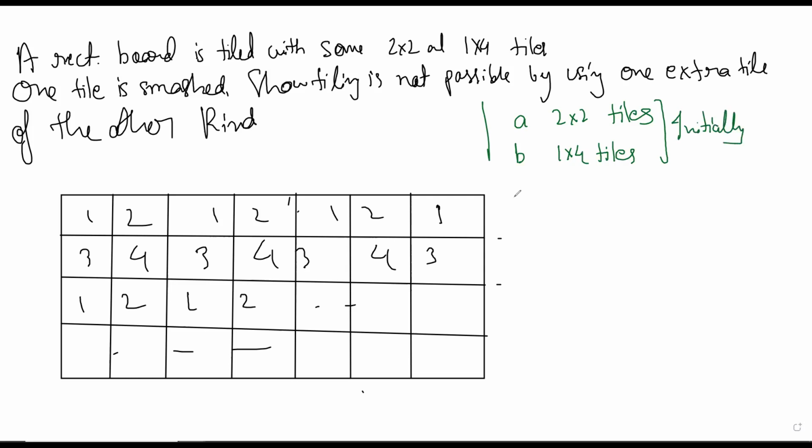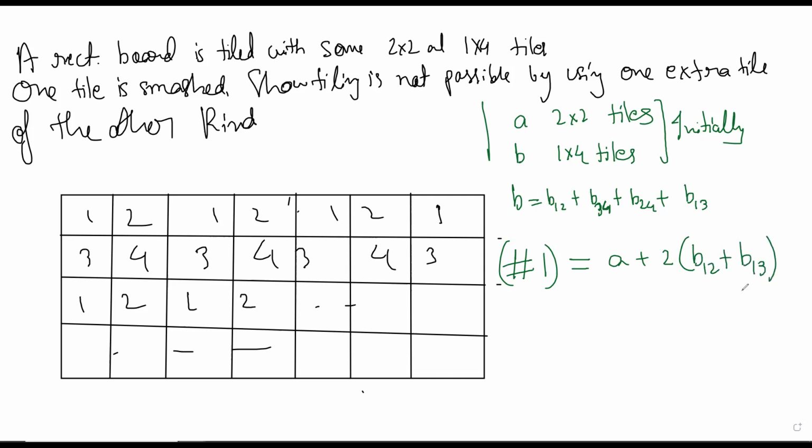Right. And let us say that B splits like this. So why I'm writing like this, you will see. It covers 2 colors. Exactly. So it's a very suggestive notation. Now if you see what is the number of ones, that will be A plus 2 times this.